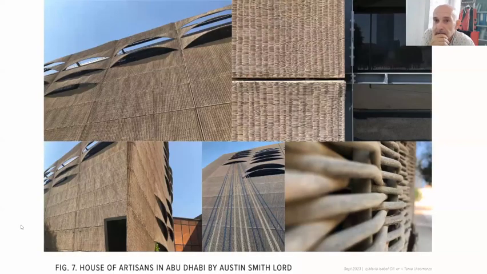The House of Artisans in Abu Dhabi by the British firm Austin Smith Lord reflects upon the use of arish, a traditional weaving technique that utilizes palm fronds to create a light filtering facade. The House of Artisans serves as a prime example of how traditional techniques can be integrated into contemporary buildings, creating a harmonious blend of past and present. The woven exterior skin not only serves as an aesthetic element, but also provides functional benefits as a natural shading system that allows for the regulation of temperature and sunlight.